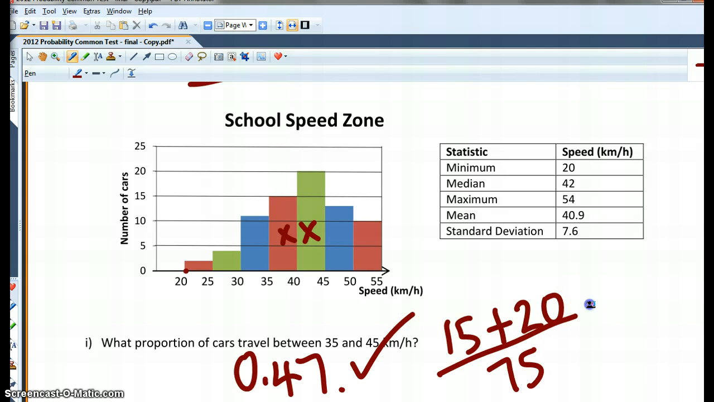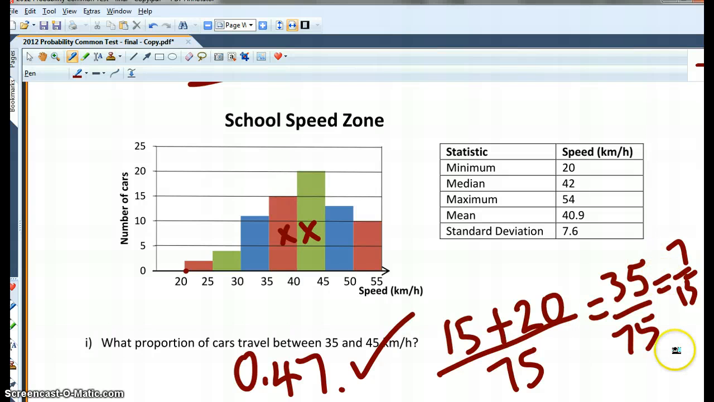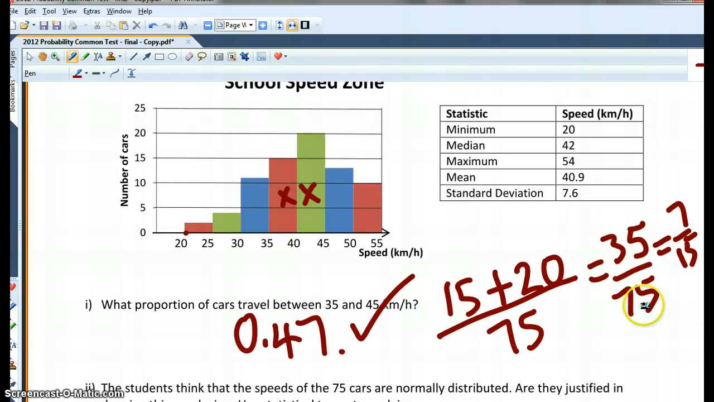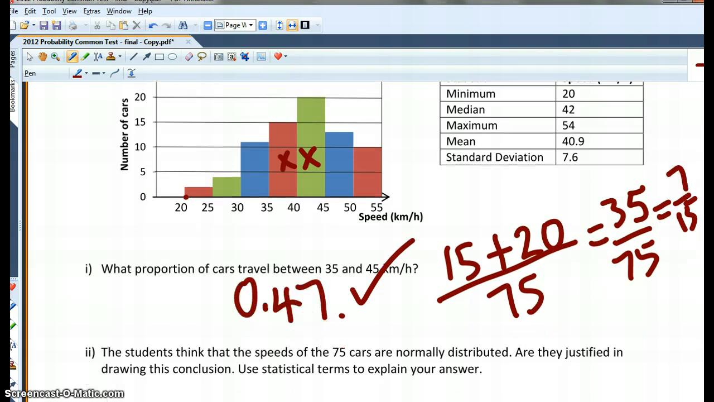Another thing, you can see that that's 35 upon 75, and that's the same as 7 over 15, because 7 fives are 35 and 15 fives are 75. Dividing by 5 is the same as timesing by 2 and dividing by 10. So 35 and 35 is 70, take a 0 off to get 7. 75 and 75 is 150, take a 0 off to get 15.